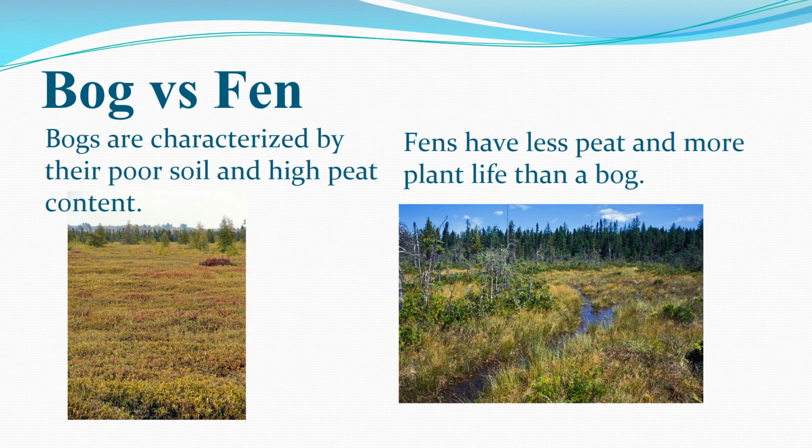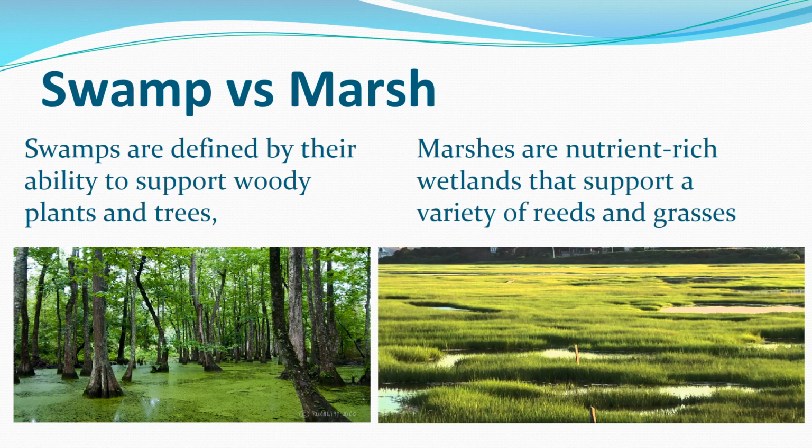So, a bog versus a fen. What you have to know is what a bog is and what a fen is. Bogs are characterized by poor soil and high peat content. So what does this look like? Most of our grass in our front yard: poor soil, high peat. Fens have less peat and plant life than a bog. And this is where you start walking into the woods and you start seeing some of this. Most of our yards look like this, okay? We got bogs. Going into your forest has more of your fens.